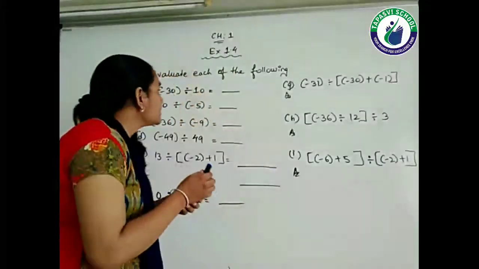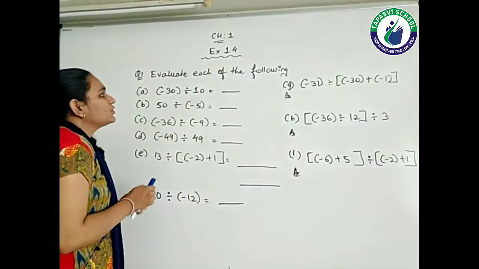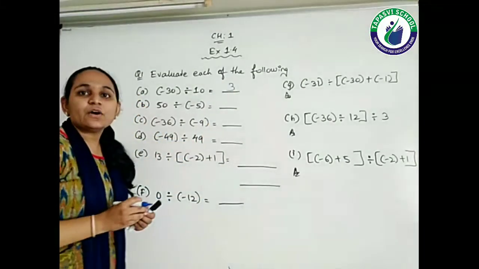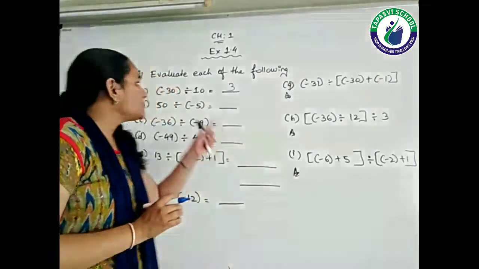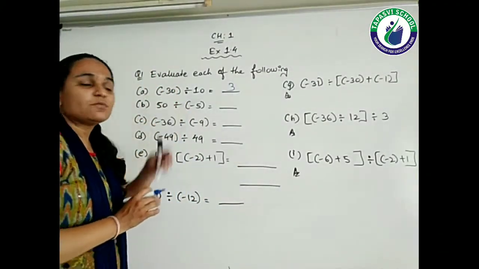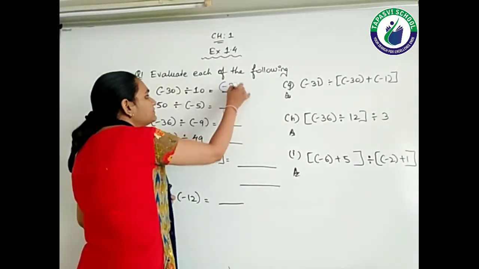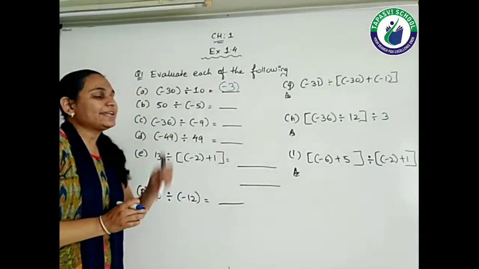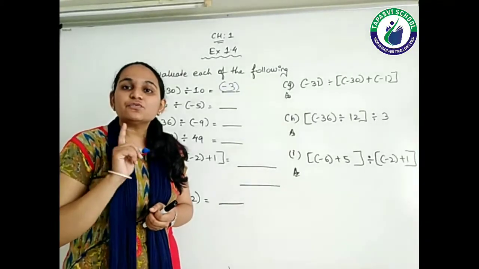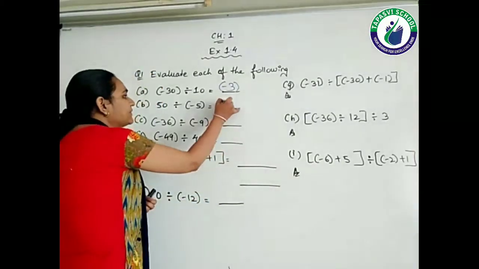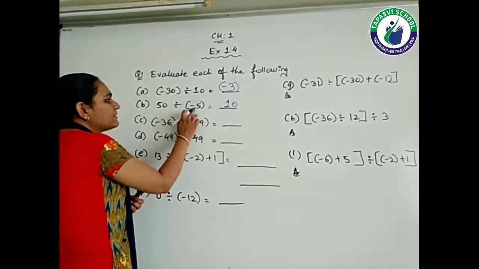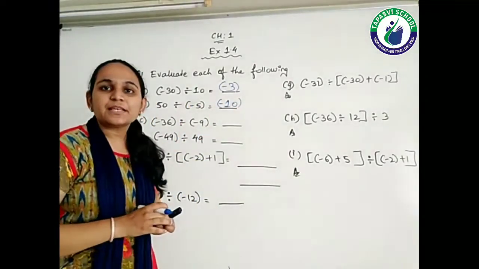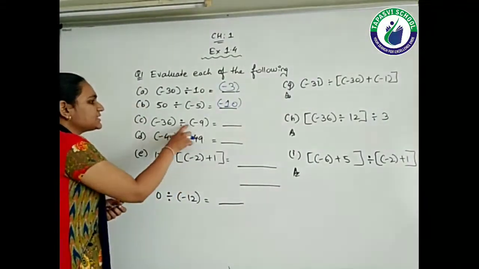So here, students, first of all I will divide them. So 30 divided by 10 is 3, right? Now I need to keep the sign. See, students, only one number has the negative sign, so I am going to give the negative sign to this number. Clear? Next question, students, 50 divided by minus 5. First of all I will divide. So 50 divided by 5 is 10. Now one number is negative, so here also the sign will be negative.